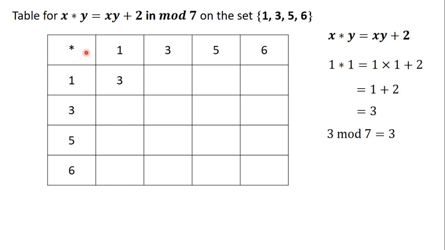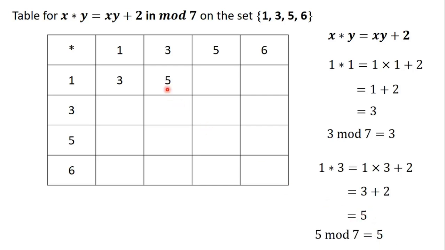The next one is 1 star 3. 1 star 3 will be equal to 1 times 3 plus 2 because x is 1 and y is 3. So you have 1 times 3 plus 2. 1 times 3 is 3. 3 plus 2 will give us 5. So we have now found 1 star 3. But the operation is defined in mod 7. So we have to find the value of 1 star 3 in mod 7. 1 star 3 is 5. 5 in mod 7 will give us 5.